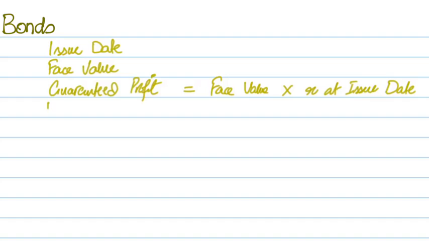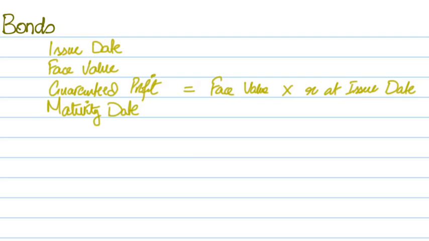And then finally we have the maturity date. Now the maturity date is the date at which the bond matures, the bond expires. So basically you purchase a bond at the issue date at, say, a face value of 100. Now let's say the guaranteed interest rate at that time is 5%. So the guaranteed profit is 5 per bond.